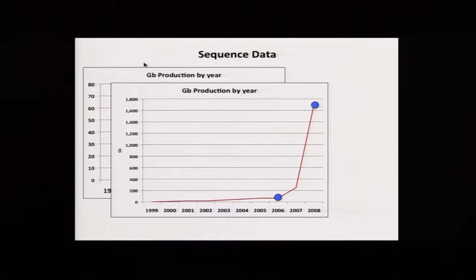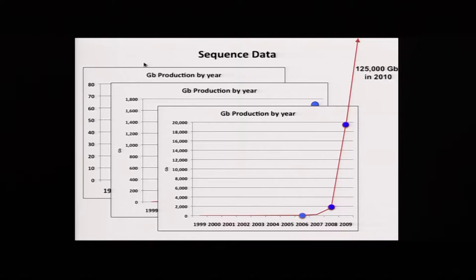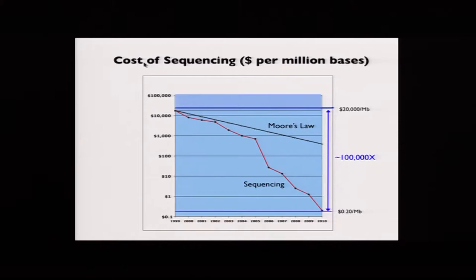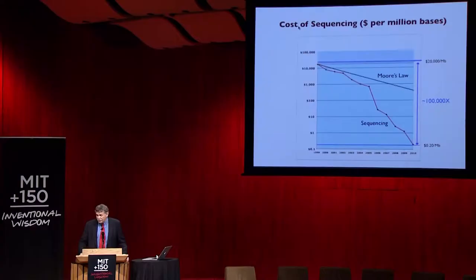1,700 billion bases. The next year, 19,000 billion bases. Last year, 125,000 billion bases. This year, probably about tenfold higher. If I put this on a cost curve of the sort you guys would recognize, Moore's law is shown here on the log scale. Sequencing costs are shown there in red. They decreased over the course of a decade by 100,000-fold, running somewhat twice as fast as Moore's law, and it ain't done yet.